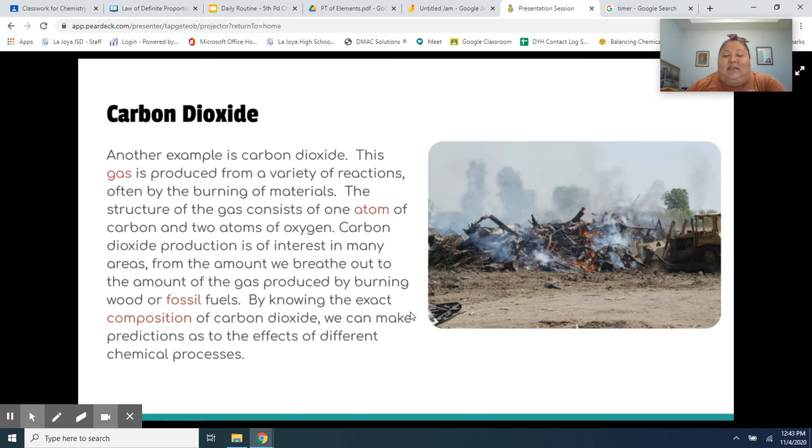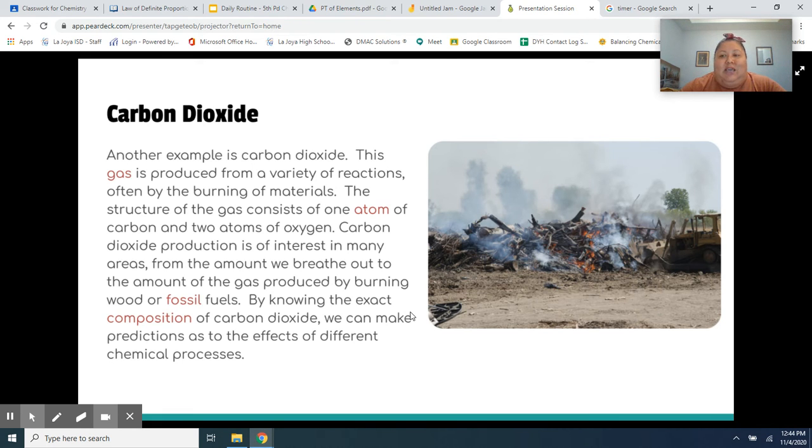Let's talk about a second example. Very good, Alexia. Now let's talk about a second example known as carbon dioxide. Carbon dioxide. So everybody has heard of carbon dioxide. Another example is carbon dioxide. This is a gas produced from a variety of reactions, often by burning materials.